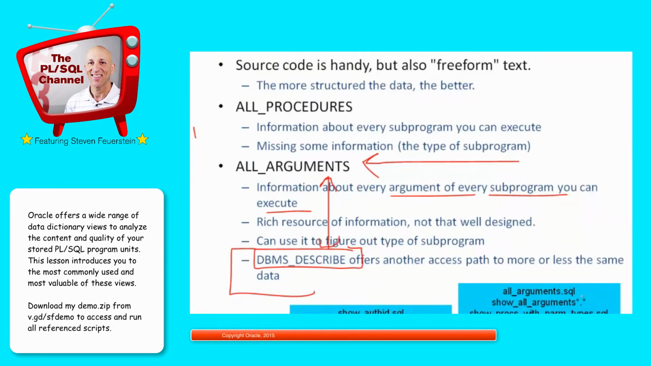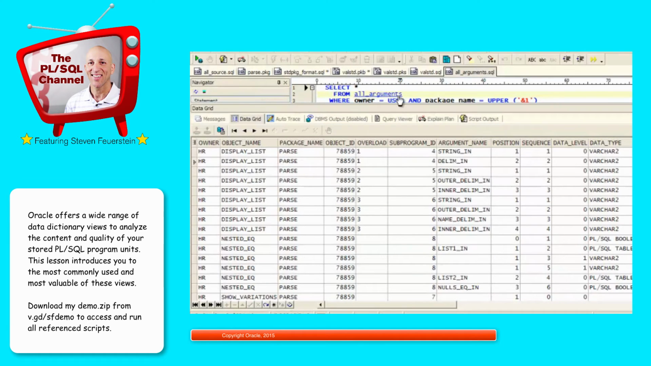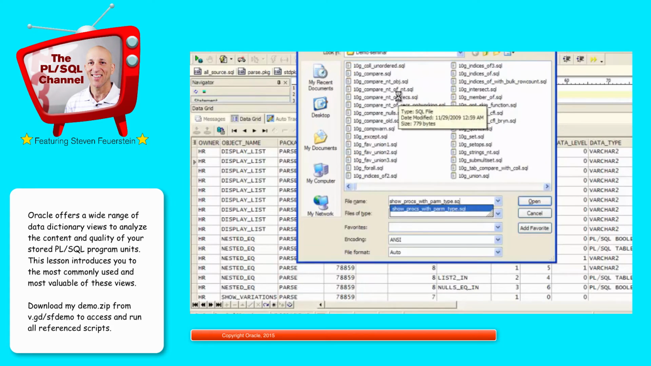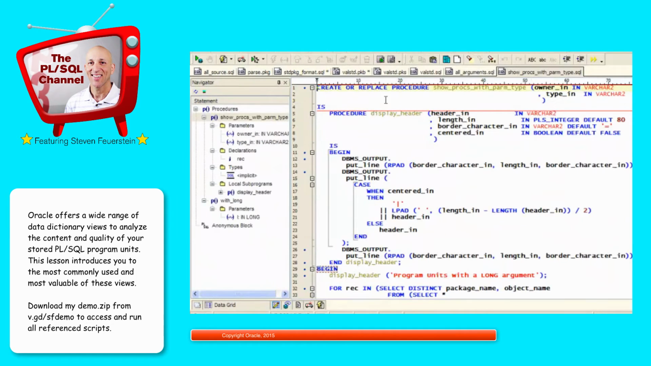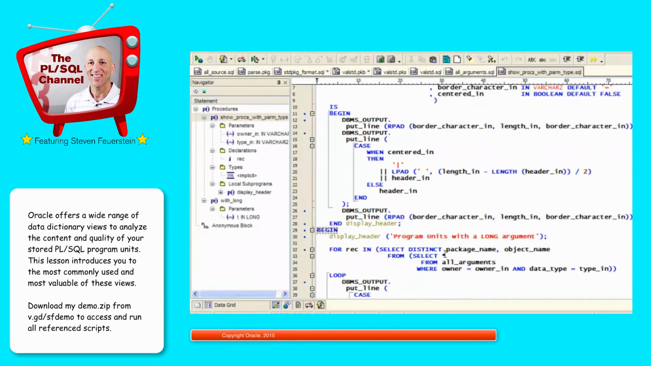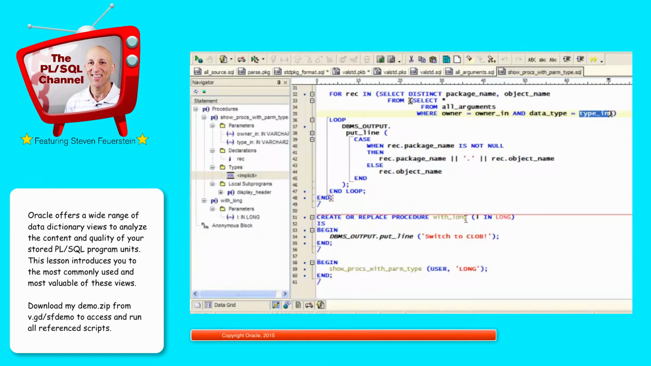How could you use it? Well, let's take a look at show_procs_with_parmtypes.sql. So I've written a generic program here to select all the information from ALL_ARGUMENTS for the specified data type. So let's compile this. And what I want to do is then find all the programs that contain a LONG data type. So with LONG. And here's one of them.